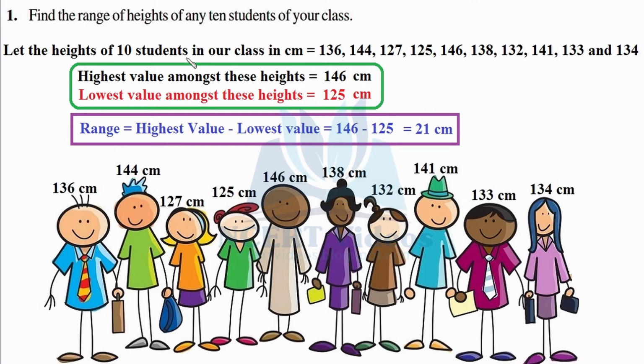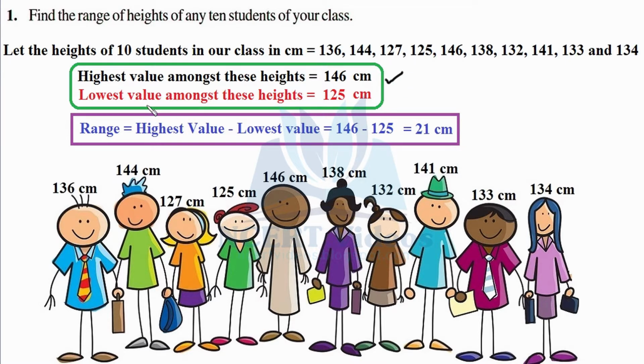Now the highest value amongst these heights: 144 is highest so far, then 146 is highest so far, then you have nothing. So 146 is your highest value, because we were asked to find the range. So range is what? Highest value minus lowest value.